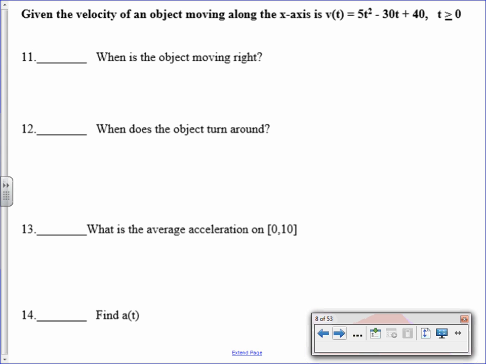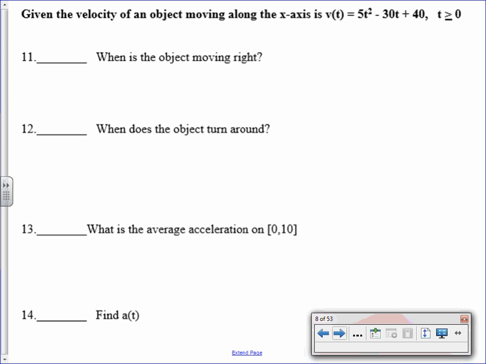This time we're given an equation for velocity. So first thing they ask, when is the object moving right? The core concept here is an object is moving right when velocity is... I think I just said velocity is moving right.